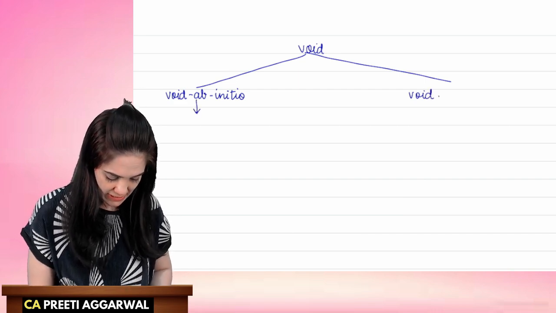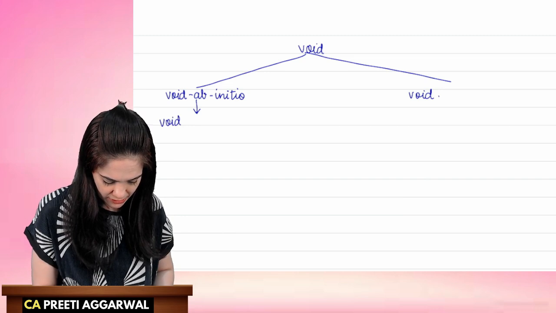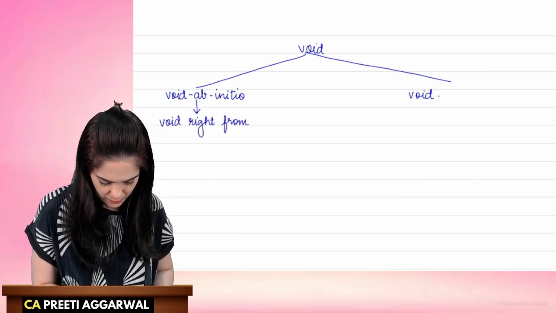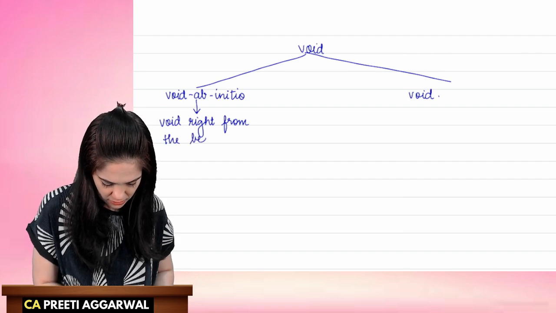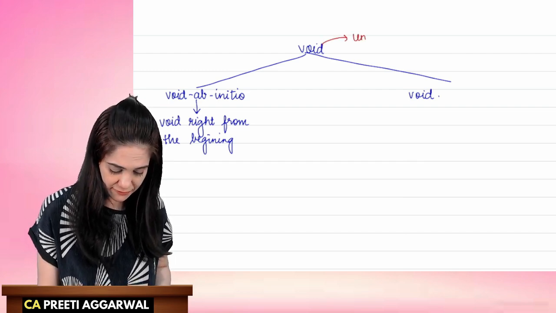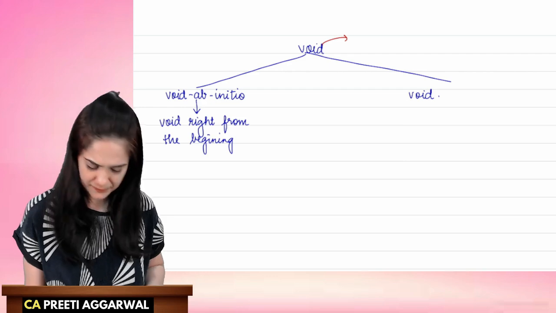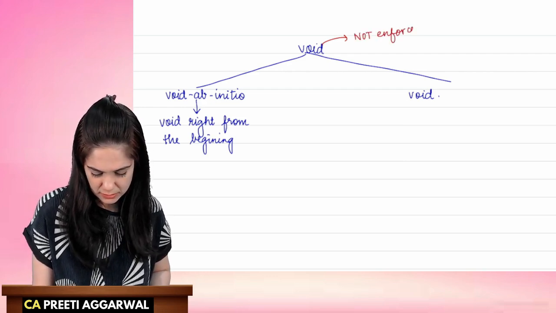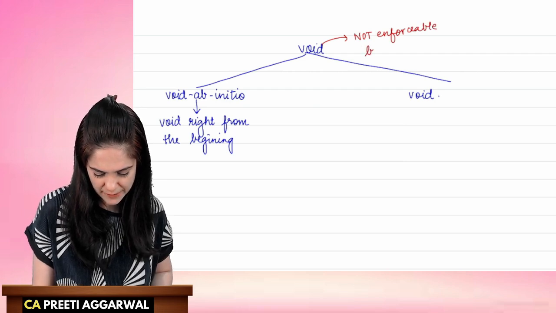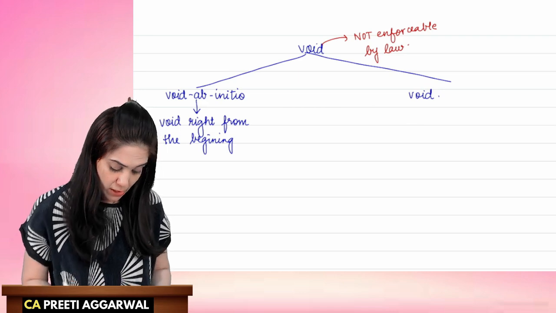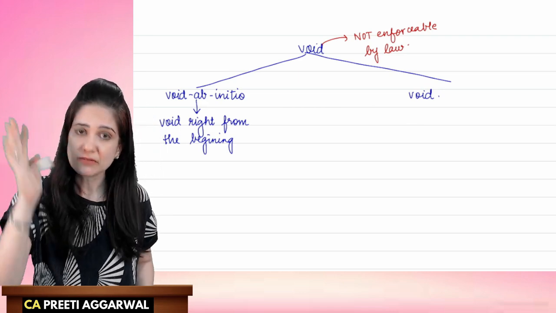Void ab initio is a Latin phrase. It means void right from the beginning. Void means it is not enforceable by law. It's the opposite of valid. Void ab initio: void right from the beginning.